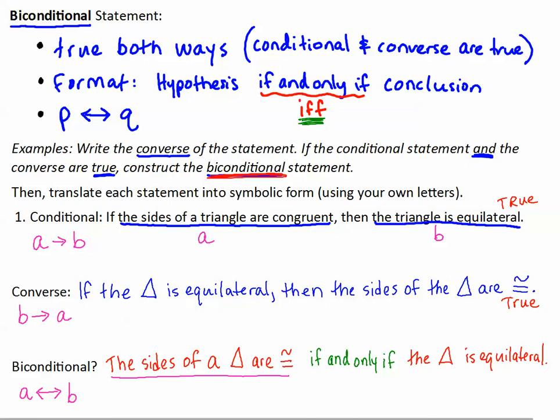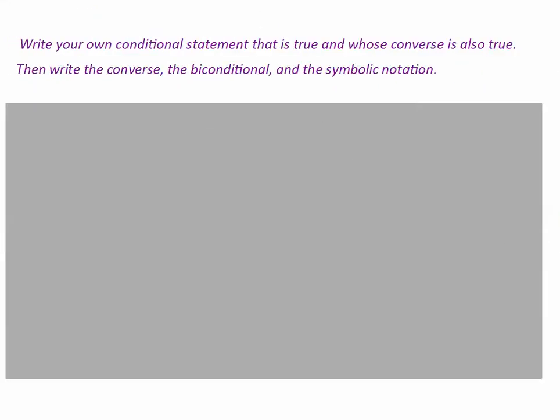Can you try to construct a conditional statement that is true both ways, such that it's true as a conditional statement and the converse is also true? If you can, then you can write the converse and then the biconditional and the symbolic notation like we did in the other one. Why don't you pause the video, give it a shot, and see how you did.